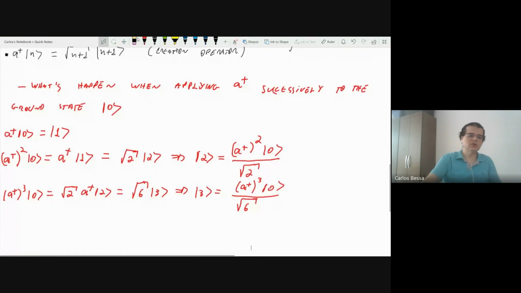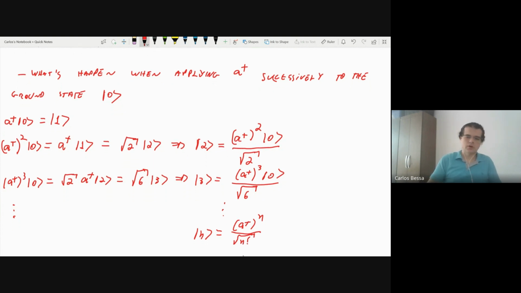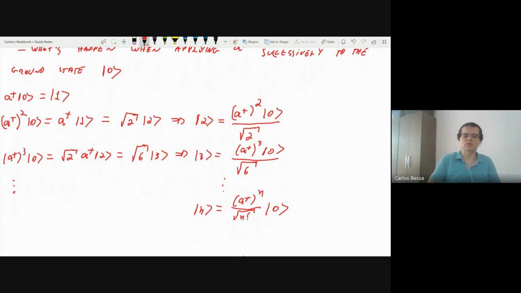You can keep going like this. You find that the expression is: the state n is (a dagger)^n divided by square root of n factorial, because 6 is 3 factorial and 2 is 2 factorial, right? Applied to 0. So this is the relation of a state n with the ground state of the oscillator.